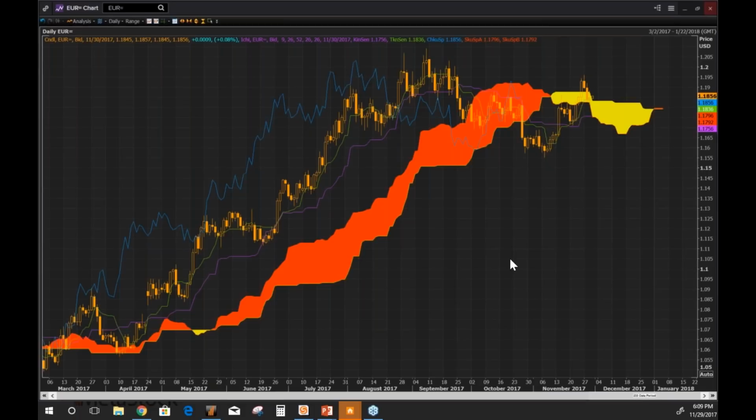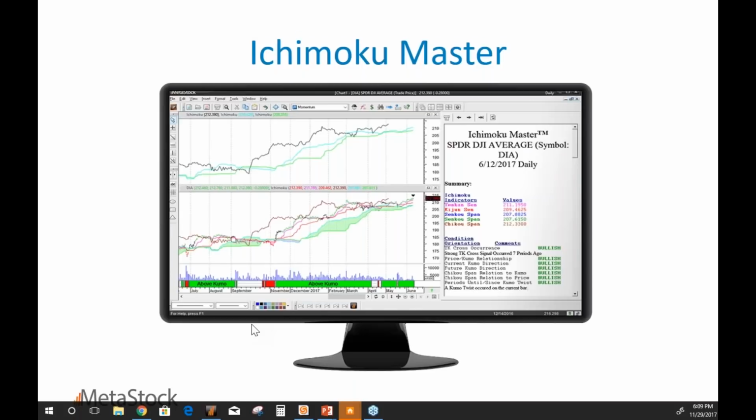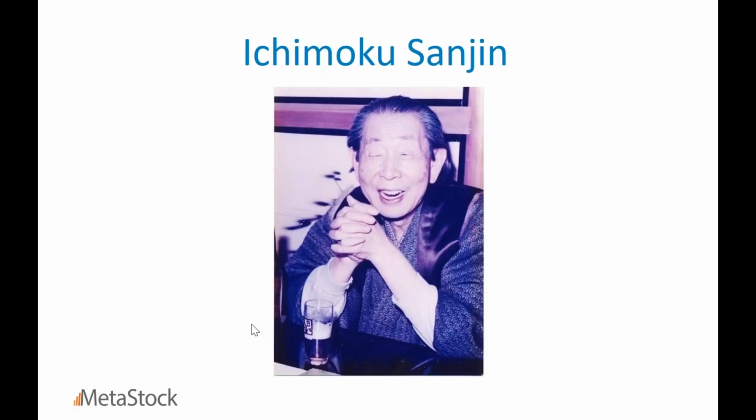And I'm going to have Jeff throw up the picture of the creator there for us. All right. So this is the guy who actually created it. He goes by Ichimoku Sanjin. His real name is Goichi Hasada. I always mangle the name, so I choose not to say it if I don't have to, because I'll often mess that up.